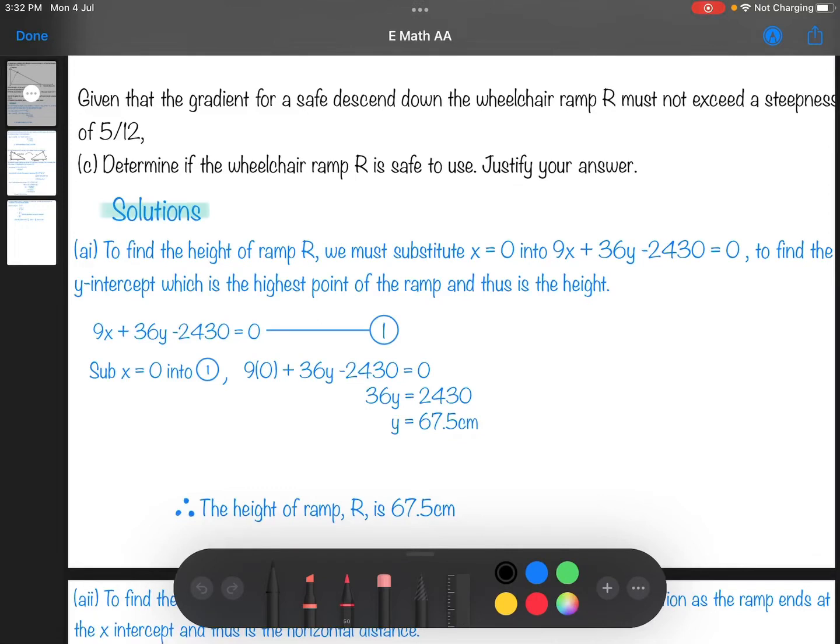For part A(i), to find the height of ramp R, we must substitute x equals 0 into the equation 9x plus 36y minus 2430 equals 0, to find the y-intercept, which is the highest point of the ramp and thus is the height. By substituting x equals 0 into the equation, you will get 36y equals 2430, and therefore y will be equal to 67.5 cm. Thus, the height of the ramp R is 67.5 cm.